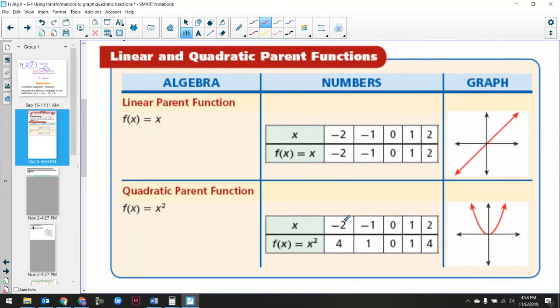Notice the x values are staying the same, but the y values are different, right? For the linear function, I'm just going up at a constant rate for my y values, but here, look, 4, 1, 0, 1, 4. I'm going down by 3, down by 1, up by 1, up by 3, right? So it's not a constant rate of change. A constant rate of change would be a linear function. It's not constant here, so it's quadratic, okay? So here's a quadratic, it looks like a parabola, okay?